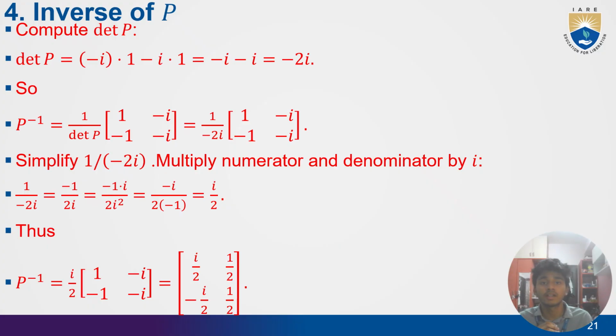For verifying the diagonalization of the matrix, we have to find the inverse of the modal matrix, which is P. Compute the determinant of P. Det of P is equal to minus 2i. P inverse is equal to 1 by det P times the adjugate. After simplifying, 1 divided by minus 2i, multiplying the numerator and denominator by i, we get i by 2. Thus, P inverse is equal to [i by 2, 1 by 2; minus i by 2, 1 by 2].